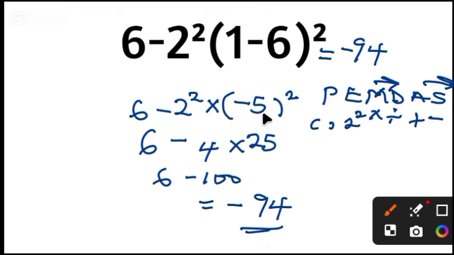As you can see, in this equation, we did the parentheses first. After that, we do the exponent. And after that, we do the multiplication. After that, we do subtraction.